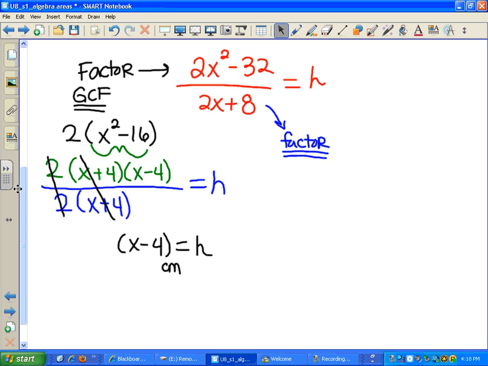To review what we did here, you're going to write the formula for area and plug in your variables. Do your division and isolate that variable. Then to finish it off, you're going to try to factor both the numerator and the denominator and see if any factors on the top cancel with the factors on the bottom.